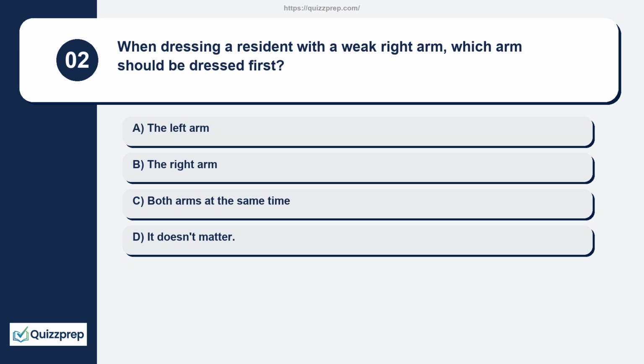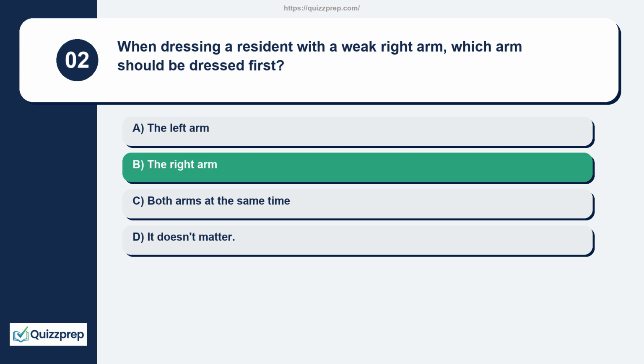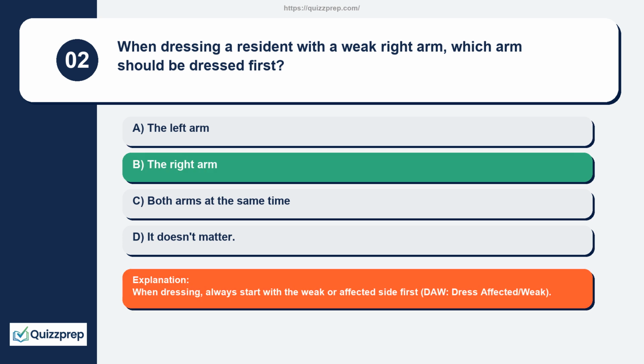Question 2. When dressing a resident with a weak right arm, which arm should be dressed first? The left arm, the right arm, both arms at the same time? It doesn't matter. When dressing, always start with the weak or affected side first. Dress affected/weak.